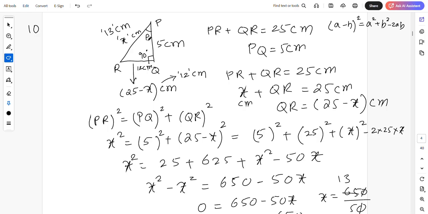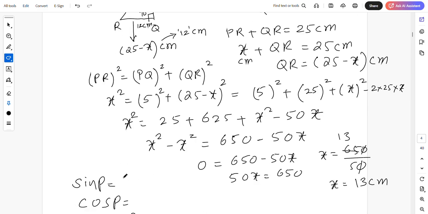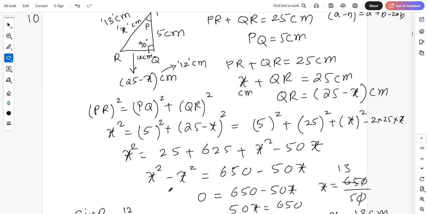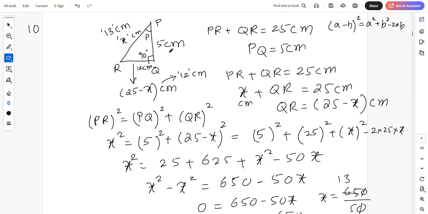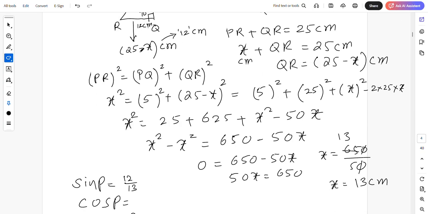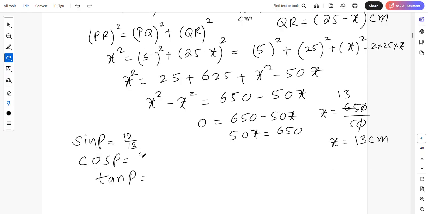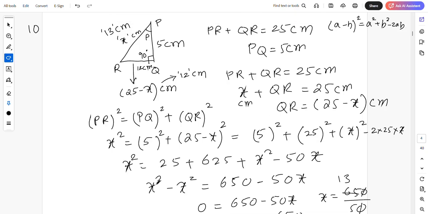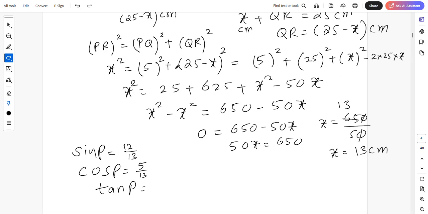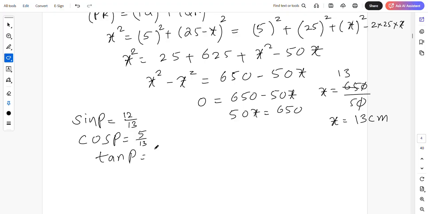Sin P is what? Sin is perpendicular by hypotenuse. Perpendicular by hypotenuse is 12 by 13. What is cos? Cos is base by hypotenuse. Base is 5, so 5 by 13 is the right answer. How much is tan P? Tan is perpendicular by base. Perpendicular is 12 and base is 5, so 12 by 5.